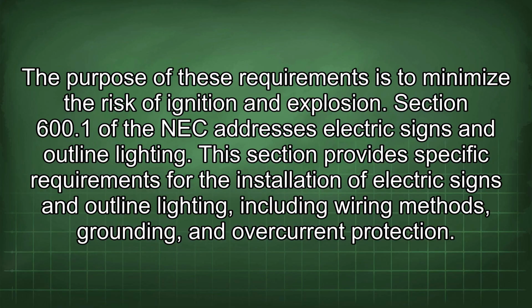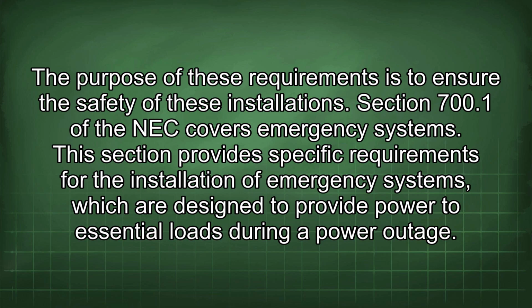Section 600.1 of the NEC addresses electric signs and outline lighting. This section provides specific requirements for the installation of electric signs and outline lighting, including wiring methods, grounding, and overcurrent protection. The purpose of these requirements is to ensure the safety of these installations.